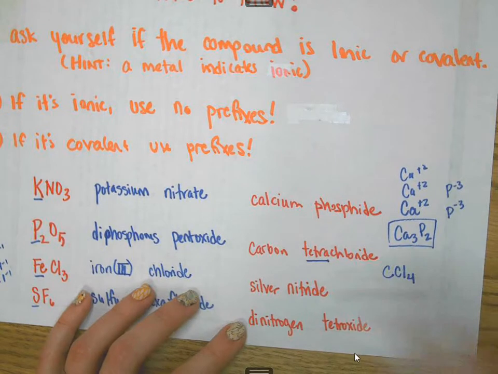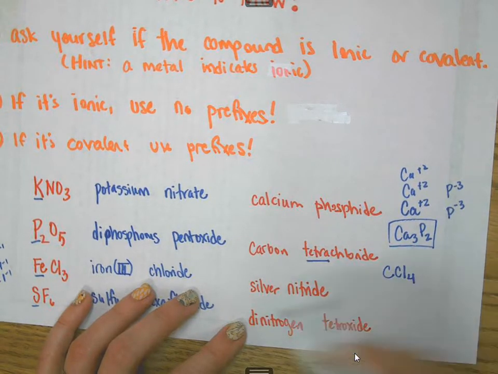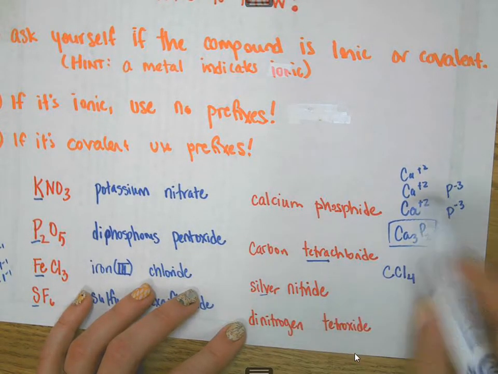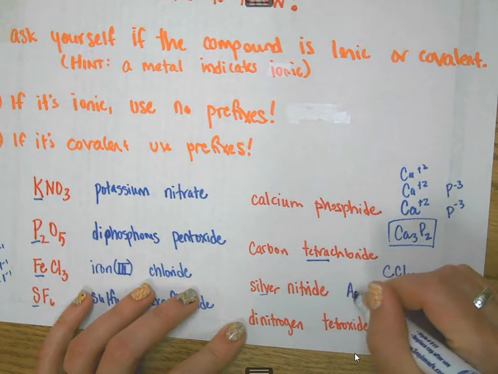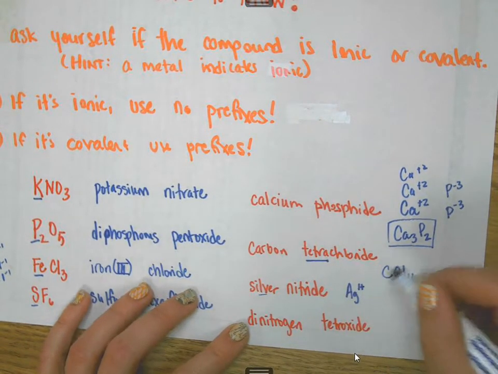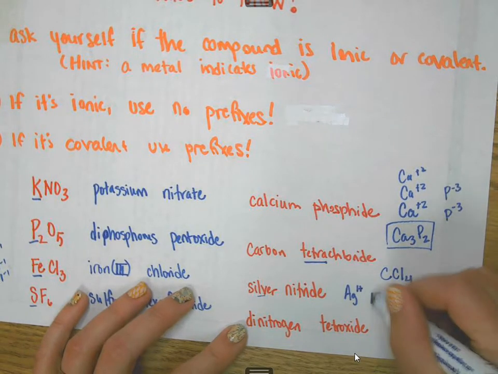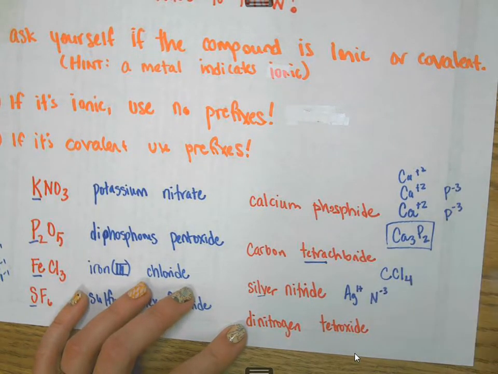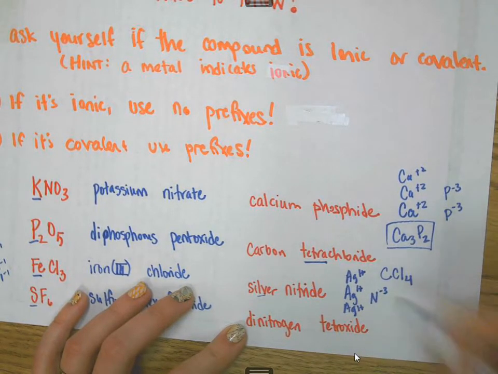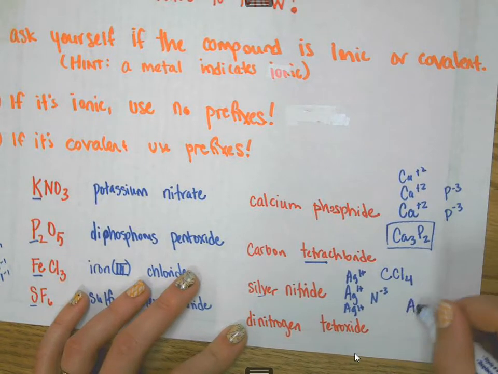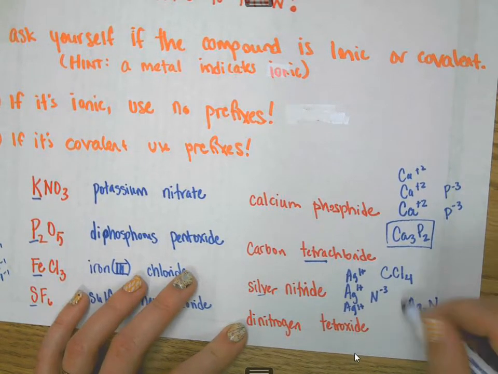Silver nitride. I don't see any prefixes, and silver is a metal, so it's going to be kind of like this up here. Silver I know is Ag, and it's one I told you had to memorize, that its charge was +1. Nitrogen is a -3. It's going to take 3 of the +1s to make the -3 add up to 0. That comes out to be Ag3N.